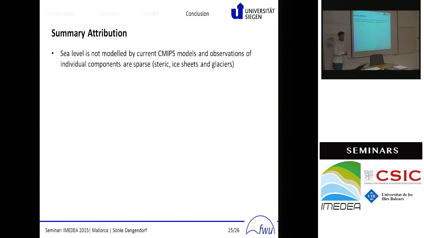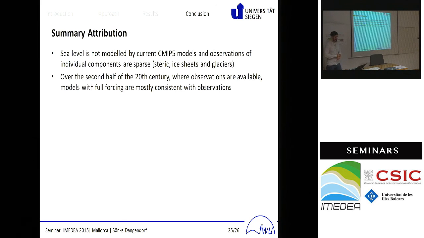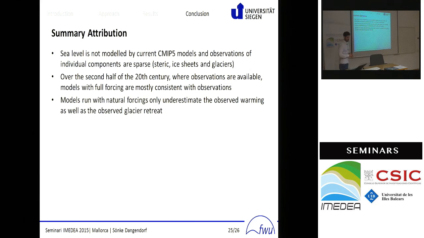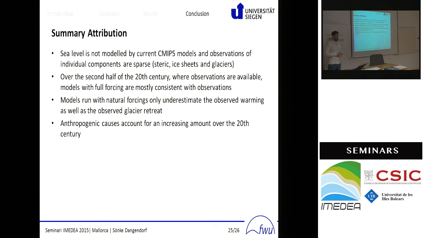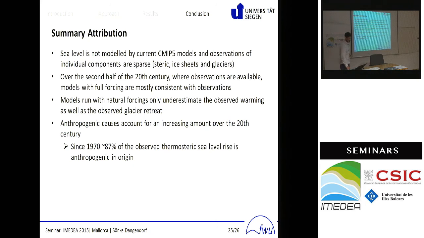So the summary for the attribution is that sea level is not modeled by current CMIP5 models, and observations of individual components are sparse. So from the steric, the ice sheets, and the glaciers, we have observations just over the recent decades. Models with full forcing are mostly consistent with the observations. And model runs with natural forcings only underestimate the observed warming as well as the observed glacier retreat. The anthropogenic causes account, therefore, for an increasing amount over the 20th century. And since 1970, roughly 87% of the observed thermosteric sea level rise is anthropogenic in origin. And since 1990, approximately 71% also of the glacier retreat is caused by anthropogenic forcing.